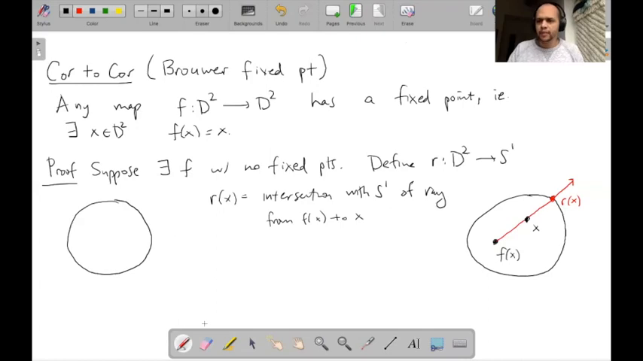We need the map to have the property that it fixes any point on the circle. Let's think about what happens if we choose x to be on the circle. Again, f of x is some point other than x. It could be some other point on the circle, or some point in the interior, but in either case it doesn't matter. We draw this ray from x to f of x, and we see that it intersects the circle exactly in x. So it is indeed a retract. Then R is a retract, which is a contradiction.